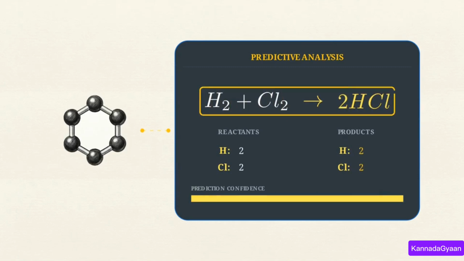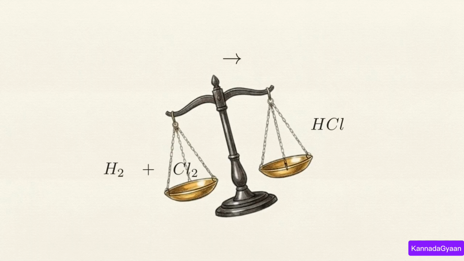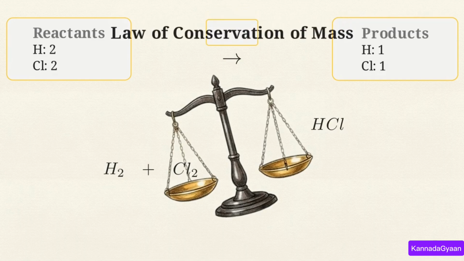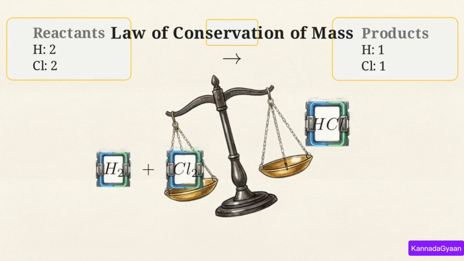what they will produce. When you first write out a raw skeletal equation, it usually looks mismatched. Here, 2 separate atoms of hydrogen and 2 of chlorine go in, but only 1 of each comes out. This imbalance violates a strict constraint of physics, the law of conservation of mass. Because matter cannot be created from nothing or destroyed into nothingness, the exact quantity of atoms for every single element must be perfectly identical on both sides of that arrow.